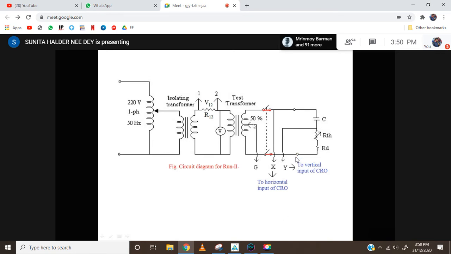One tapping is brought out from the 50% point of this secondary winding, and this point is marked as X, this point is marked as Y. This X is given to the horizontal input of the CRO, Y is given to the vertical input of the CRO, and G is given to the G input or the neutral input of the CRO. That means we shall measure the phase difference between VGX and VGY. VGX we give to the horizontal input and VGY to the vertical. So we shall measure the phase of VGY, or Y, with respect to X. Understood?